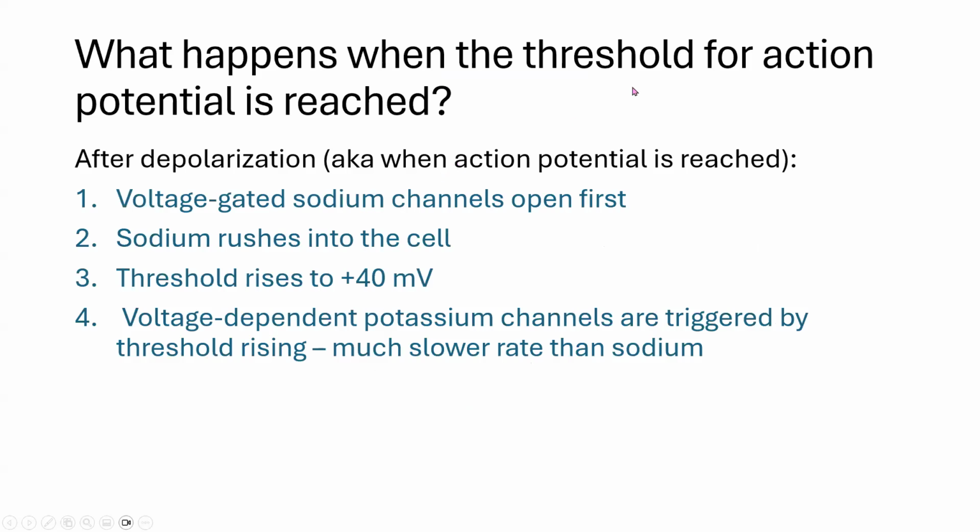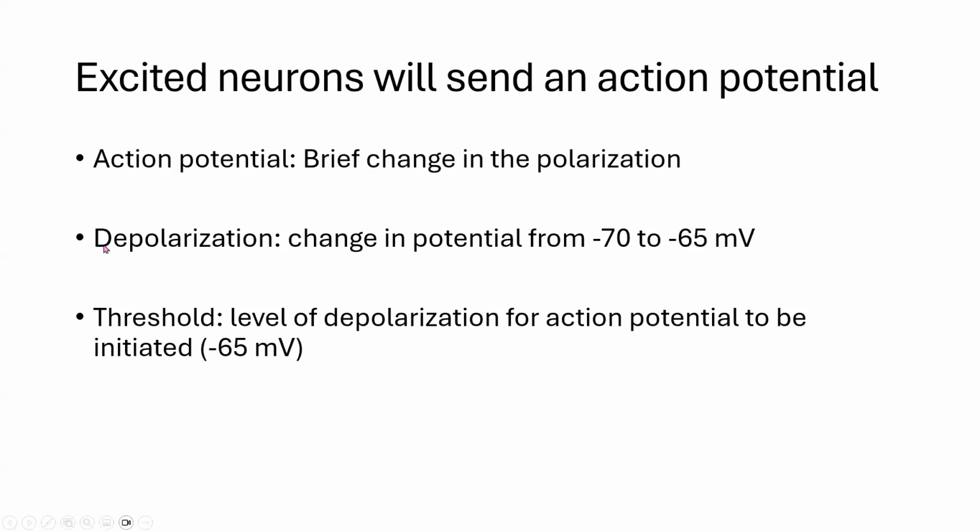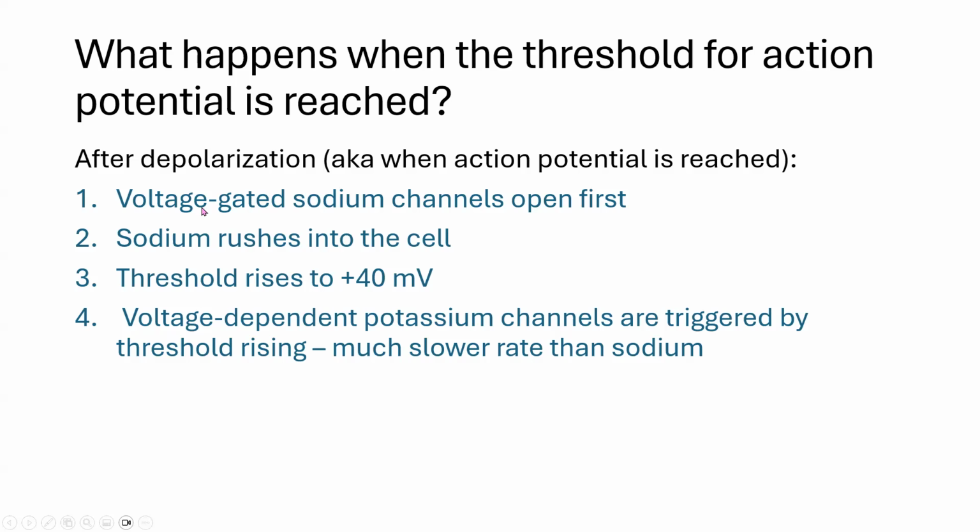So what happens when the threshold is reached? So let's imagine that a signal is sent from another neuron to the neuron we're looking at under the microscope. And then we see that this signal that the neuron gets is so strong that it causes the neuron to start to depolarize. It's at threshold. So what happens is, and I'm going to show this in the next picture, after depolarization, we first get the voltage-gated sodium channels to open. And then sodium rushes into the cell.